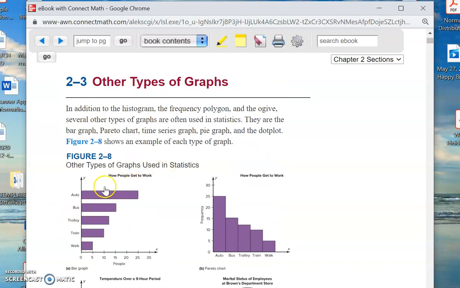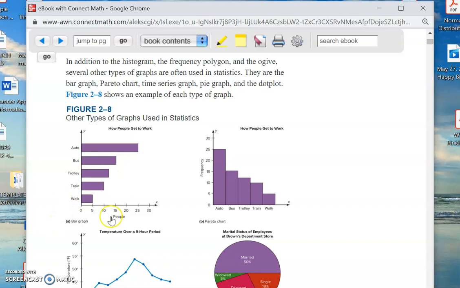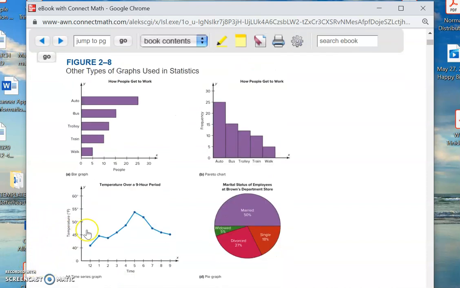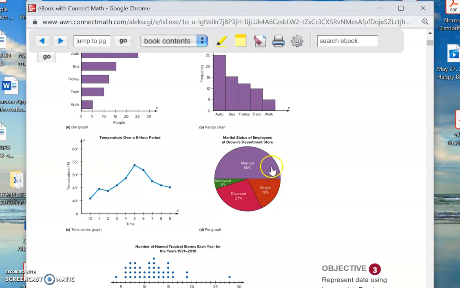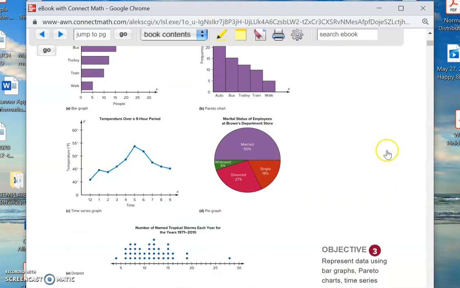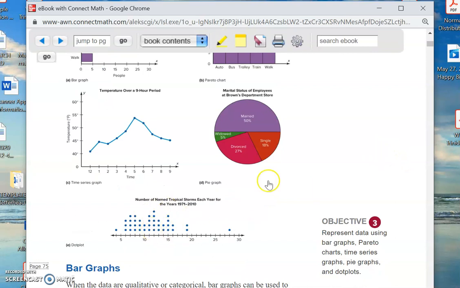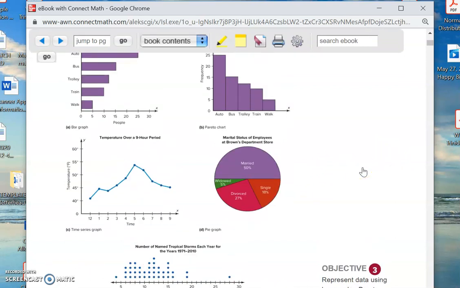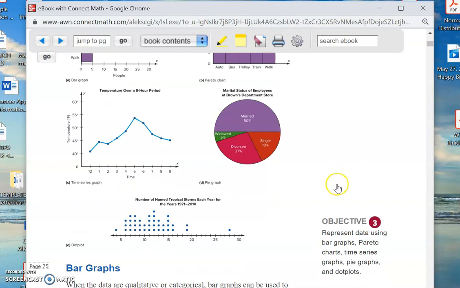Okie dokie. So we have other types of graphs that are used. This kind of looks almost like a sideways histogram, doesn't it? I'll take a look at all these different things. This is what we often call a pie chart. This one is very strange, this so-called dot plot, which is kind of weird. Let's take a look at a couple of these.